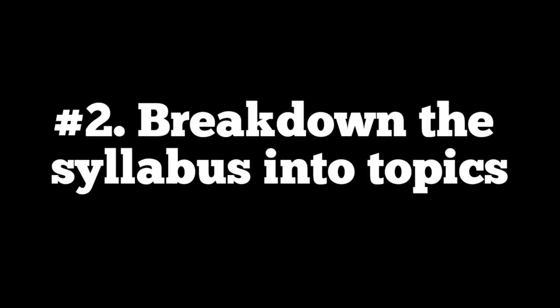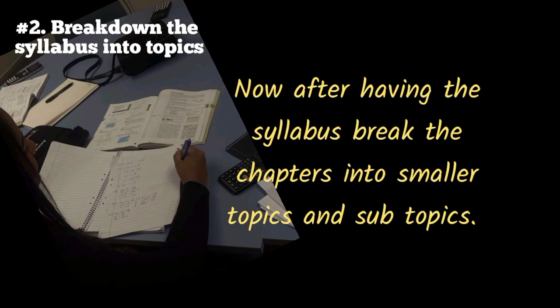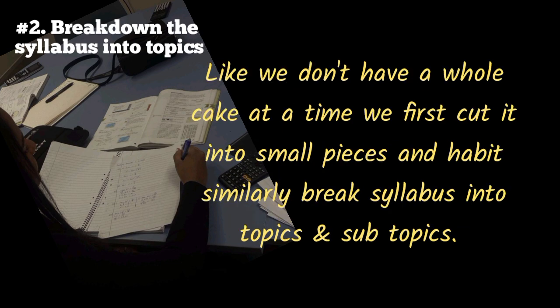Step number 2. Break down the syllabus into topics. Now, after having clarity about the syllabus, break down the chapters into smaller topics and subtopics. Like we don't have a whole cake at a time, we first cut it into small pieces and have it. Like that, divide your whole syllabus into chapters and chapters into topics and subtopics and then study it.